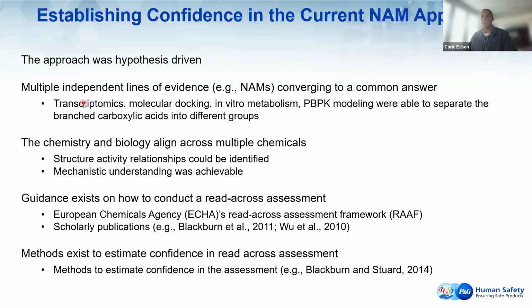So this slide captures some of the ways that we were able to establish confidence in the current NAM approach. The NAM was hypothesis driven. The selection of NAMs was based on our problem statement and our understanding of the biology and was fit for purpose. Additionally, the data from the different NAMs all converged to a common answer and were in agreement with each other. The chemistry and the biology aligned across multiple chemicals and allowed us to derive structure-activity relationships and mechanistic understanding.